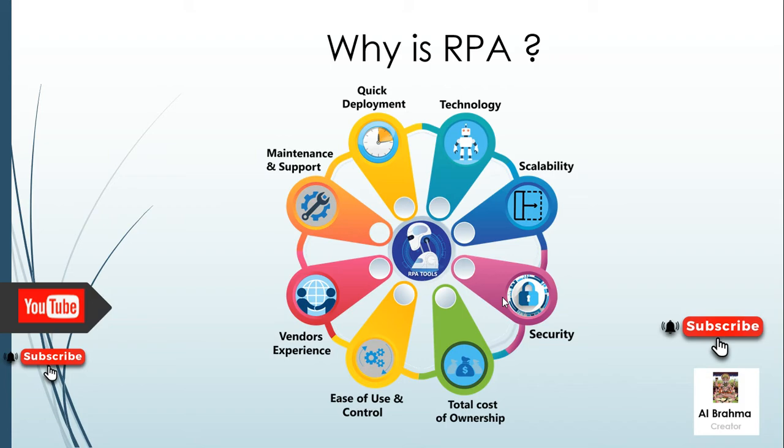The next thing is cost effectiveness. Cost should be less, correct? How? Because we are not using 100 people, we are using 100 bots instead of 100 people. And time consumption will be less.